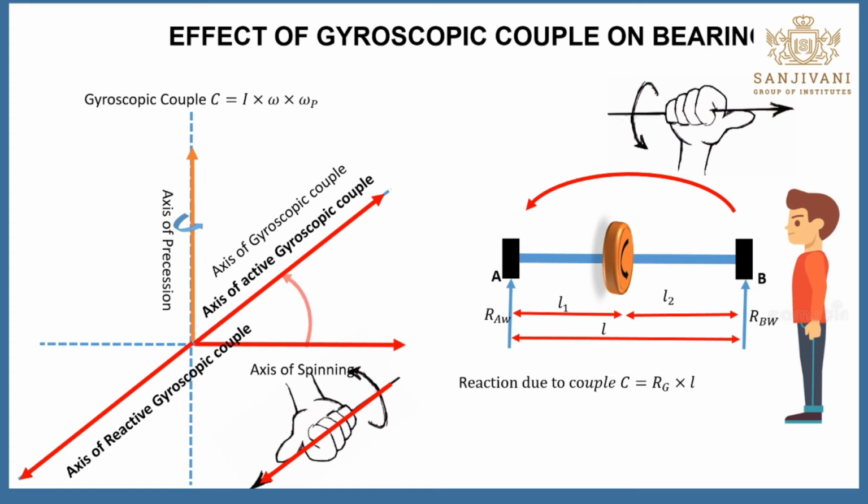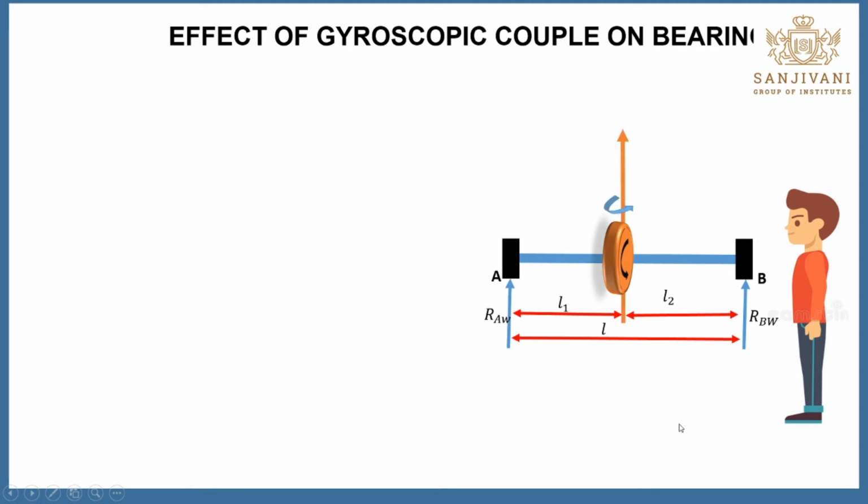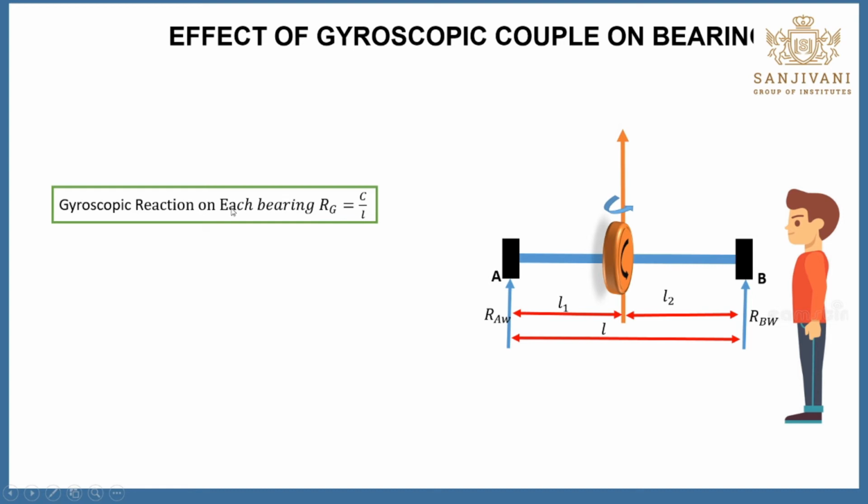The total reaction due to the couple, C, is I omega p, which is Rg into L. Now we need to divide this couple onto the bearing supports. That means C is equal to Rg into L, and Rg, the reaction due to the gyroscopic couple, is C by L. Now the reaction on each bearing because of that gyroscopic couple is C by L.